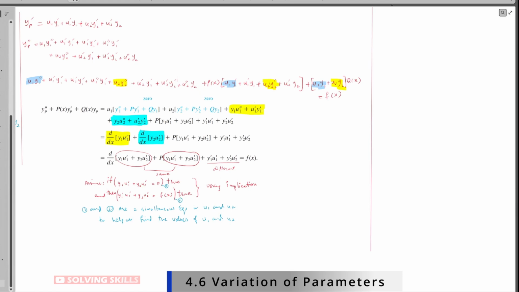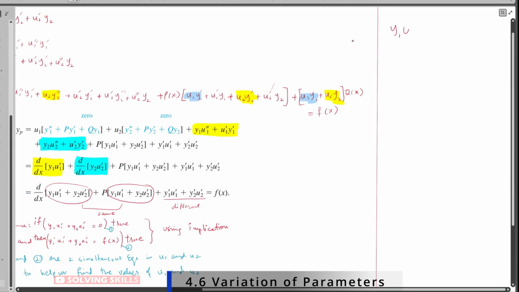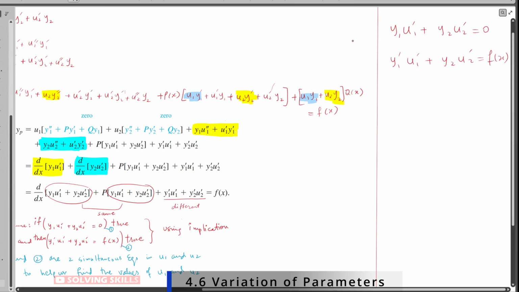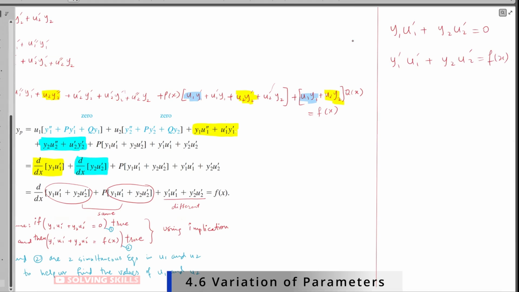So this would be y1 u1 prime plus y2 u2 prime equal to 0, and y1 prime u1 prime plus y2 prime u2 prime equals f of x. I think there's a minor typo here. This is y2 prime u2 prime equal to f of x.